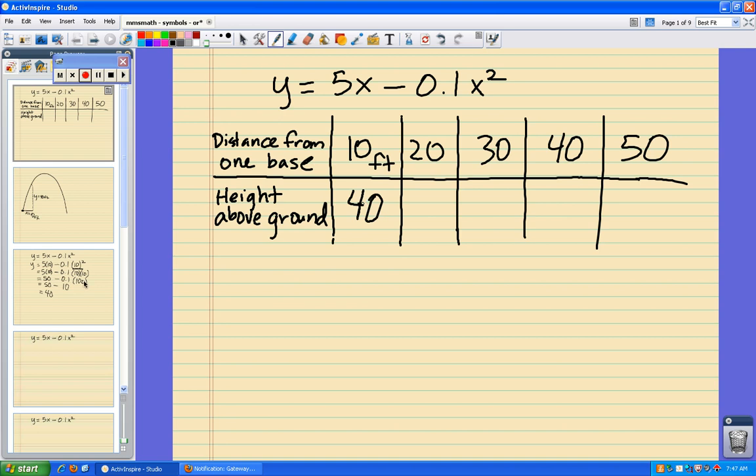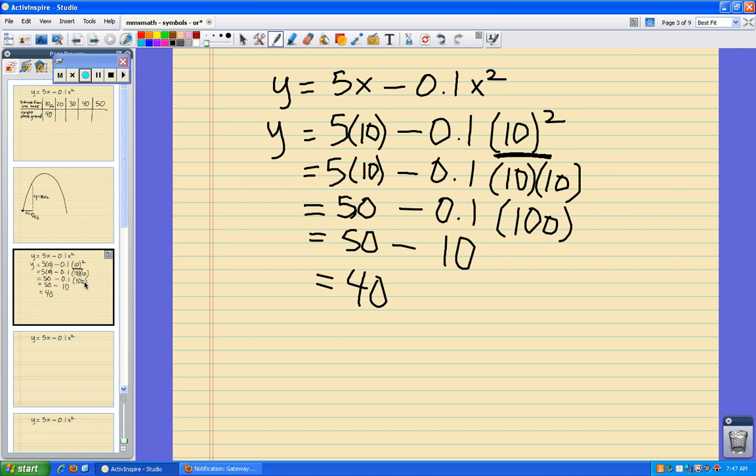Now, just keep in mind, what we did first was we replaced the value of x with 10. Since the exponent says 2, I wrote the 10 twice. And then I just followed the same order of operations that I did before. Multiply comes before subtract. Multiply, multiply, subtract.